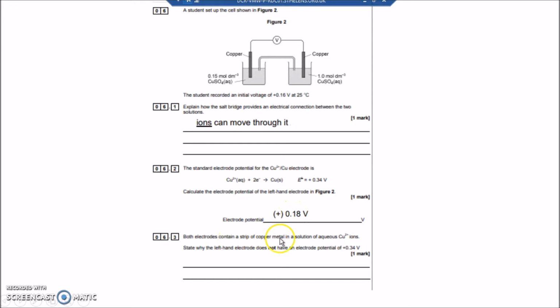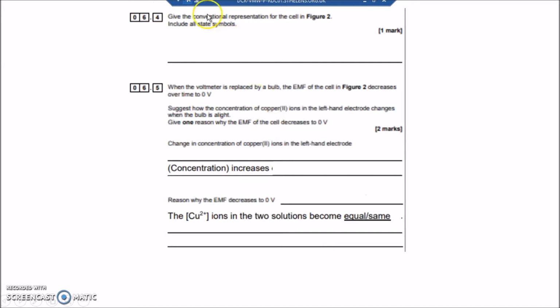Both electrodes contain a strip of copper metal in the solution. Explain why the left-hand electrode does not have an electrode potential of plus 0.34. It's because the concentration is not 1 mole per decimeter cubed. The concentration needs to be 1 to give a standard electrode potential value.